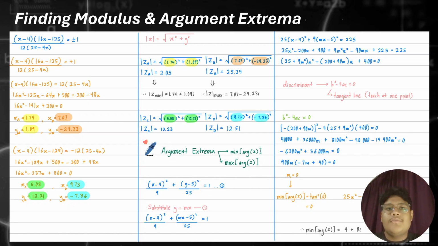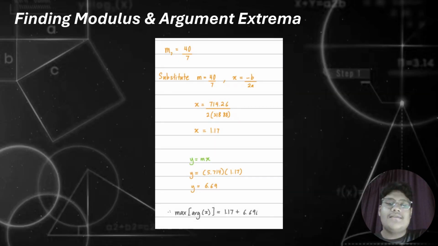Moving on to the argument extrema, we look for the lines passing through the origin that are tangent to the ellipse. So we substitute y equals mx into the equation and set the discriminant to 0. This ensures that the ellipse is touched at exactly one point. Lastly, solving the quadratic for m gives us two slopes. The minimum argument occurs at slope 0, corresponding to the real axis point z equals 4. The maximum argument occurs at slope 40/7, which leads us to the coordinate 1.17 plus 6.69i. This defines the angular boundaries of our complex region.